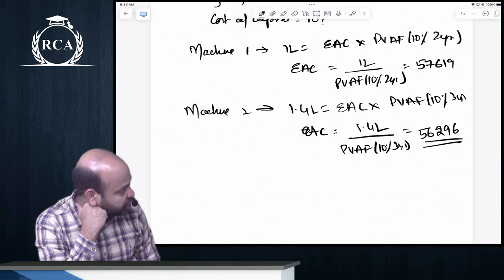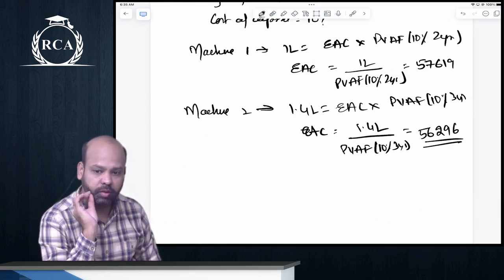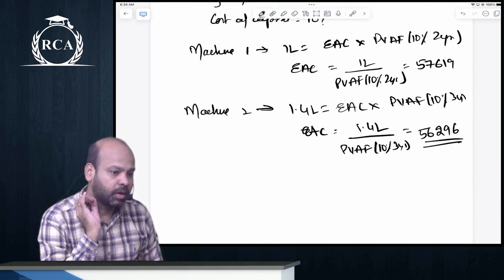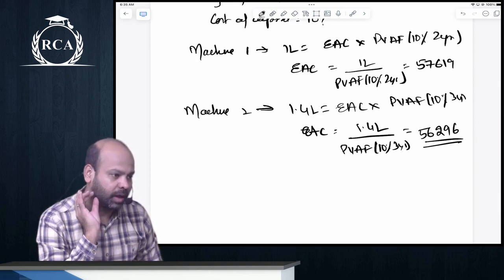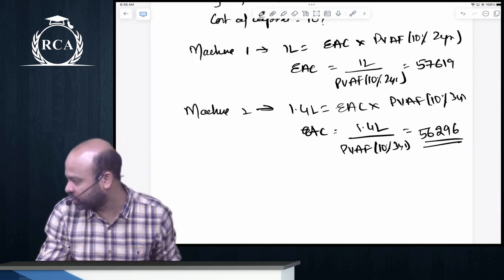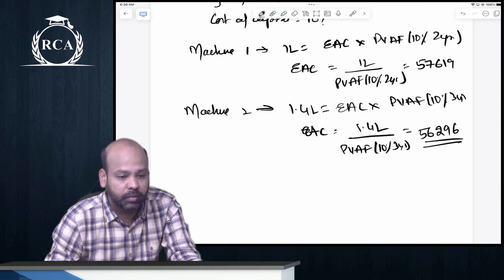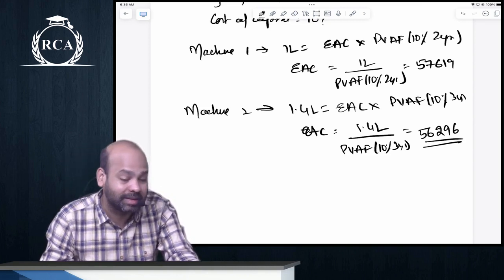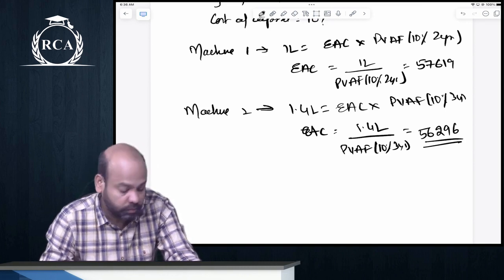We would select machine 2 as it will effectively cost 56,296 per annum. Did you understand, guys?